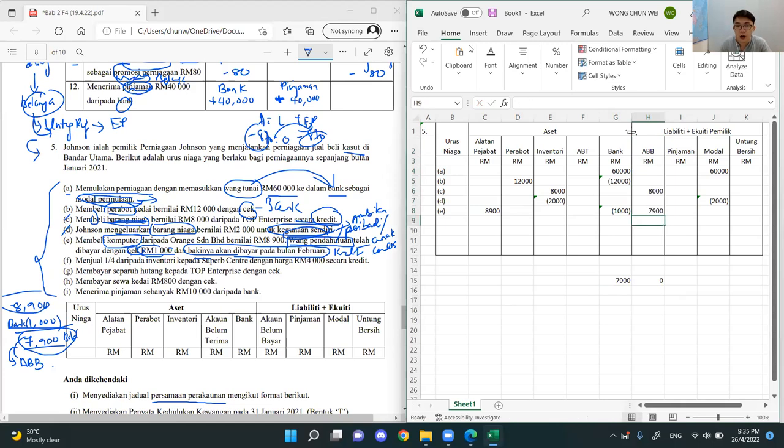7,900. Now, when you try it again, so now your asset 8,900 minus 1,000 equal to 7,900. And then under your liability plus equity per milli, you got your liability 7,900 here. Oh, okay. Now, sama tak? Is it equal? It is. So, when it is equal, then 99% your answer here is betul. Correct.